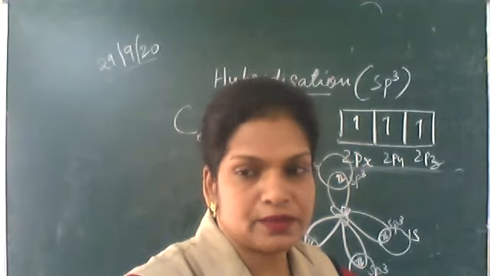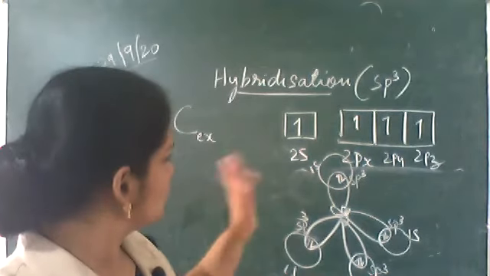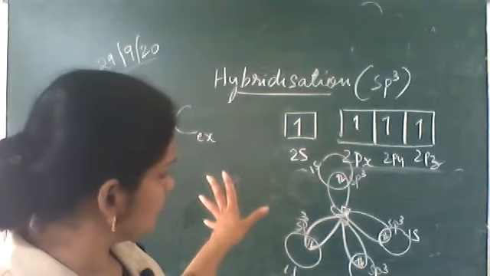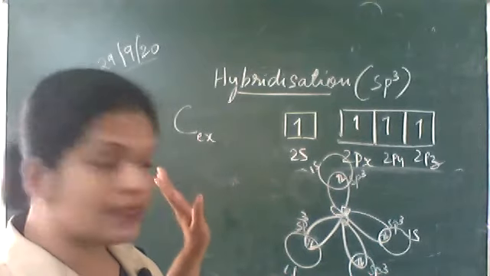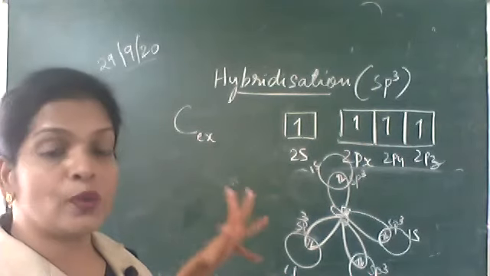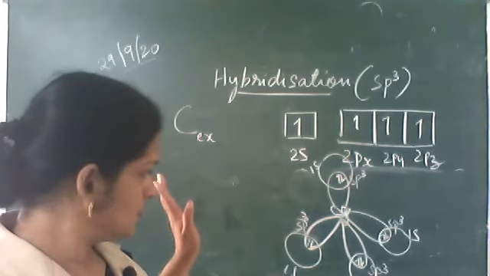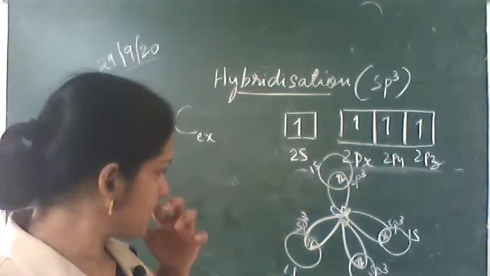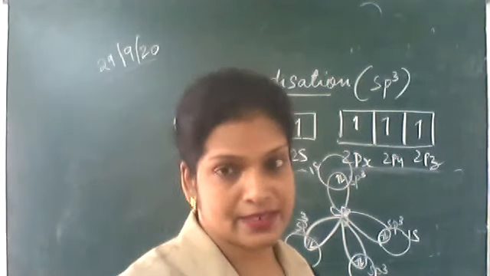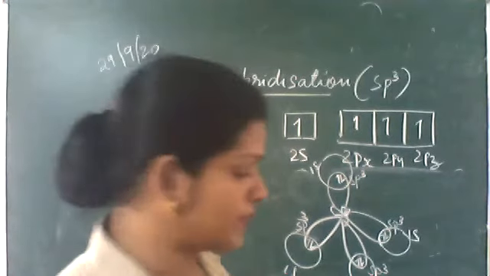What is hybridization? The process of intermixing of orbitals of slightly different energies so as to redistribute their energies, resulting in the formation of new orbitals of equivalent energy and identical shape. That is hybridization. What we have learned is sp3 hybridization. Now we are moving to sp2 hybridization.